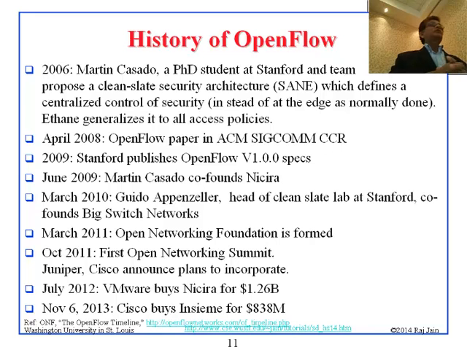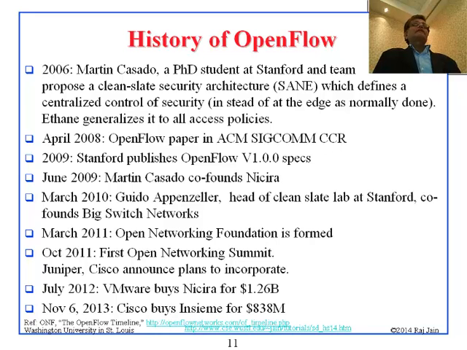The next proposal after this was called Ethane, also funded by NSF. And then they said, well, why do we have to stop at security? Even forwarding can be done the same way, with the central place telling you how to forward the packets. So that became OpenFlow. The paper came out in 2008. The specs came out in 2009. Industry liked it, so they formed a foundation in 2011, the Open Networking Foundation.